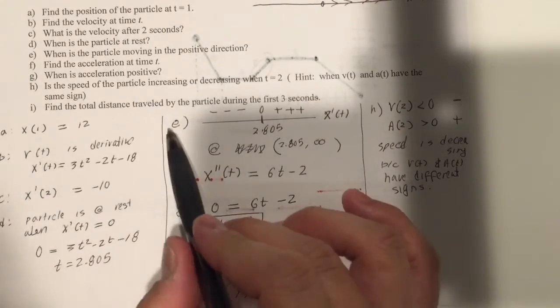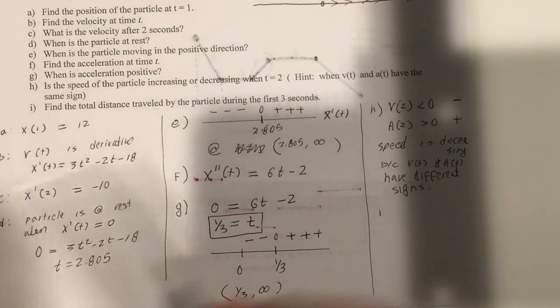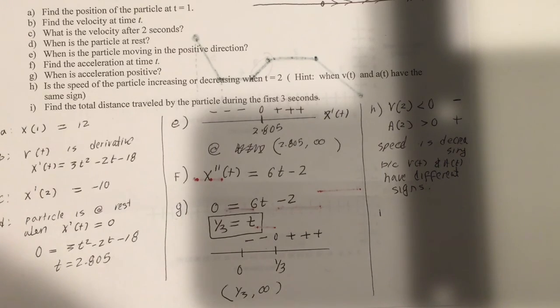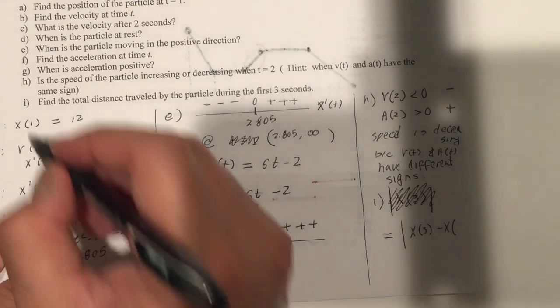Find the total distance traveled by the particle during the first 3 seconds. Go ahead and skip the last part, which is part I.